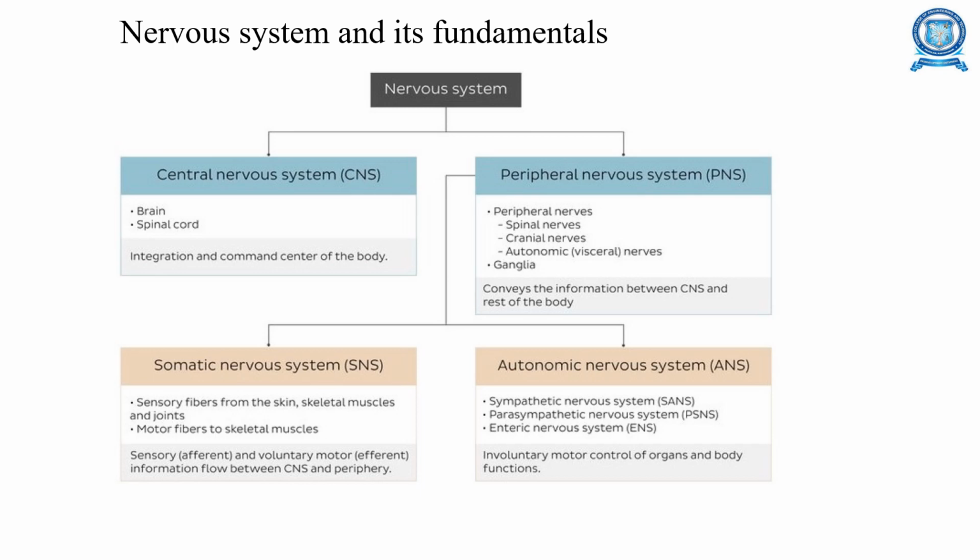The basic nervous system, as we know, is the central nervous system and the peripheral nervous system. In the central nervous system, the brain and the spinal cord come, and the peripheral nervous system means spinal nerves, cranial nerves, and autonomic nerves. The peripheral nervous system is split into the somatic nervous system and the autonomic nervous system, that is, the sensory fibers from skin, skeletal muscles and joints, the motor fibers to the skeletal muscles, and the autonomic nervous system, meaning the sympathetic nervous system and the enteric nervous system.